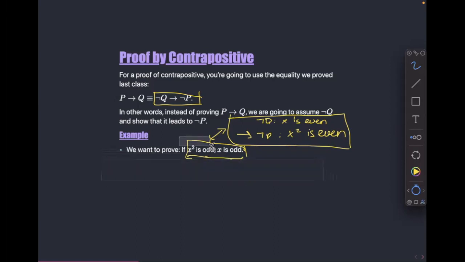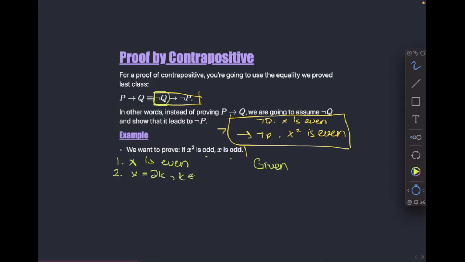Okay, so let's go ahead and prove this. Again, we're starting at not Q as our line 1. So we can go ahead and write x is even. And for this, you can just write given, because it is given. Like we were given P implies Q and we just modified it to get this not Q. So you can still call that given. So x is even. And then we can go ahead and write x as 2k.